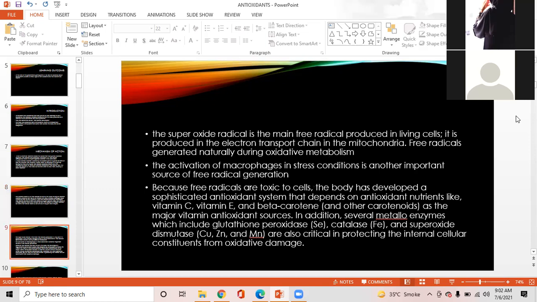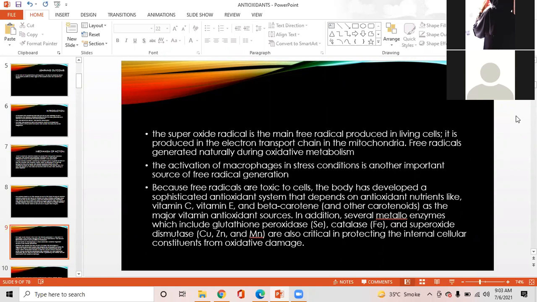The superoxide radical is the main free radical produced in the living cells. It is produced by the electron transport chain in the mitochondria. Free radicals are generated naturally during oxidative metabolism. The activation of macrophages in stress conditions is another important source of free radical generation.